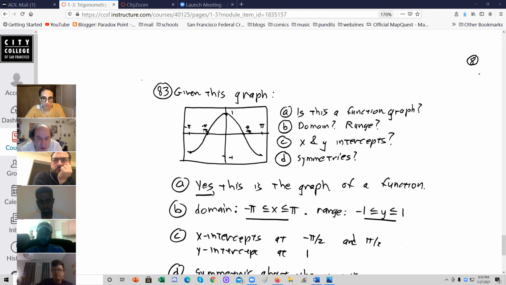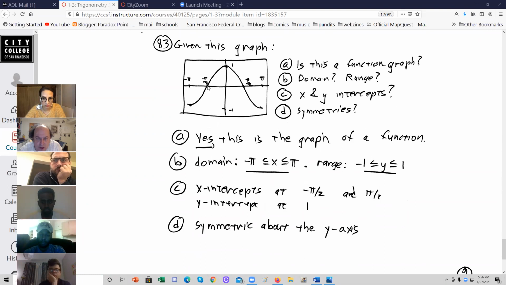Okay, it's a function graph because every vertical line meets this graph exactly once. So yes, it's a function graph. If you project onto the x-axis, you get minus pi to pi as the domain. You project onto the y-axis, you get minus 1 to 1. That's the range. The x-intercept is where it meets the x-axis, which is here at minus pi halves and here at pi halves. The y-intercept is where it meets the y-axis, here at 1. As for the symmetry, if you flip this left for right around the y-axis, it's the same graph, so it's symmetrical around the y-axis. Later, we'll see this corresponds to what's called an even function.